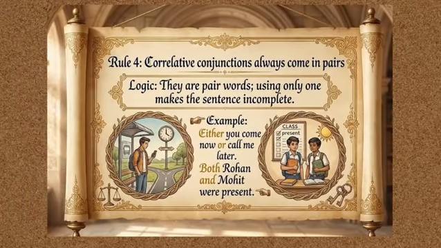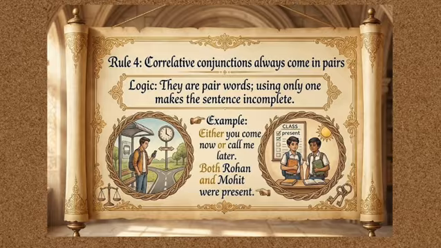Moving ahead, we have rule number four. Rule number four states that the correlative conjunctions always come in pairs. The logic behind this rule states that there are pair words, so using only one makes the sentence incomplete. So therefore we have to use them in pairs to make a complete sentence.